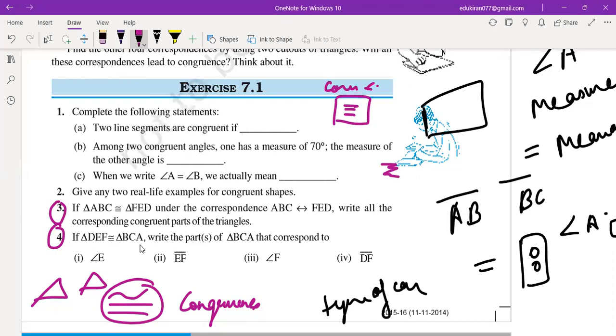If these two triangles are congruent, you have to tell me that angle E corresponds to what? First draw the triangles, and then write the answers. Clear?